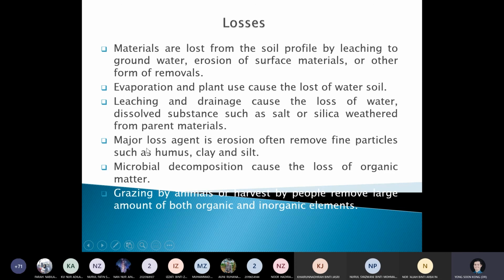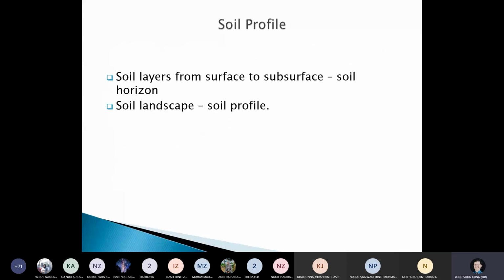Now, the major loss agent is erosion. So I would say erosion, like the one that forms all those alluvial floodplains and also alluvial fans. These are the examples of the losses. So it is mostly due to erosion, erosion by air or wind. Okay? Now, microbial deposition causes the loss of organic matter. And then the grazing of animals. So animals, when they graze, carry away the organic matter. So that is one way the components in soil are being lost.